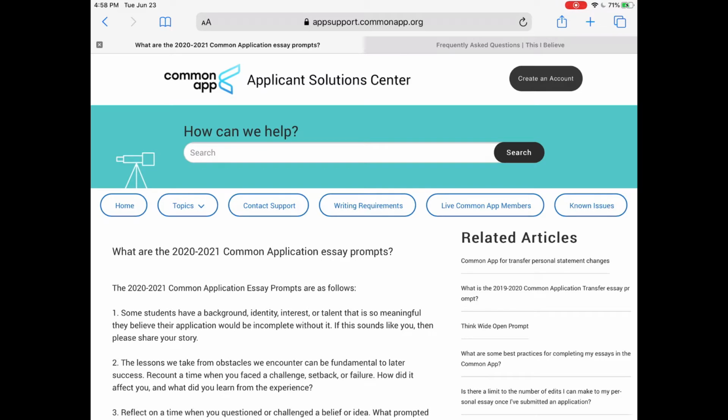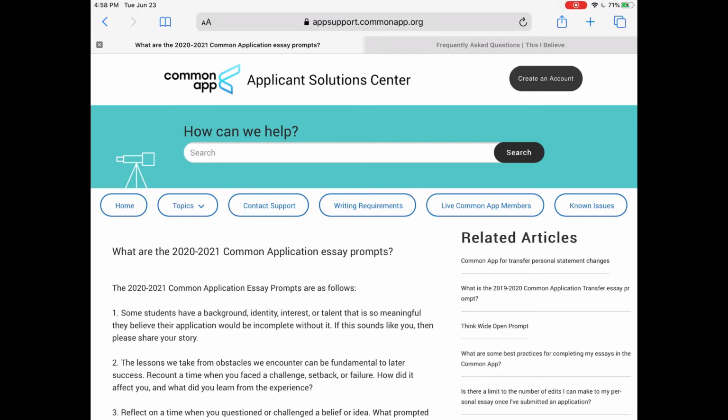So I've taken this page directly from the Common App website, and I'll be going through the prompts with you guys, telling you about the do's and don'ts, and my tips on how to write a really good essay and make yourself stand out among thousands of applicants. So yeah, let's just get started.